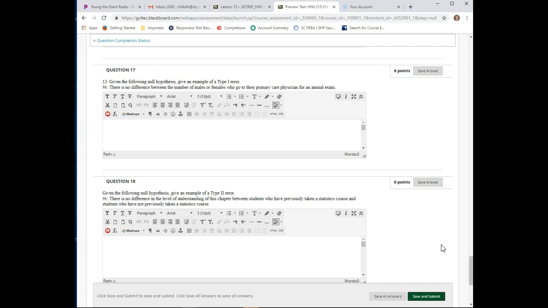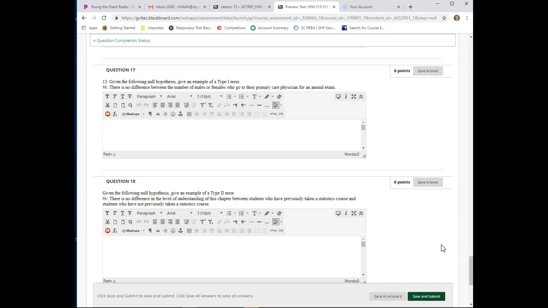So question 18, which is 14 in your book: given the following null hypothesis, give an example of a type 2 error. The null hypothesis is there is no difference in the level of understanding of this chapter between students who had previously taken a statistics course and students who have not previously taken a statistics course.